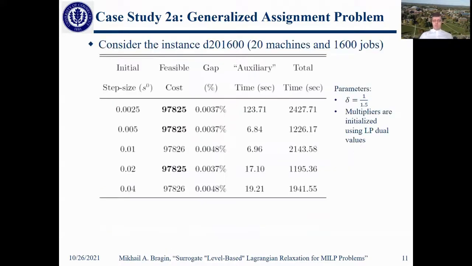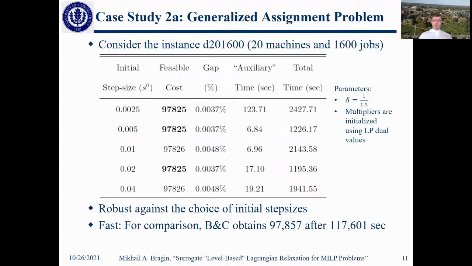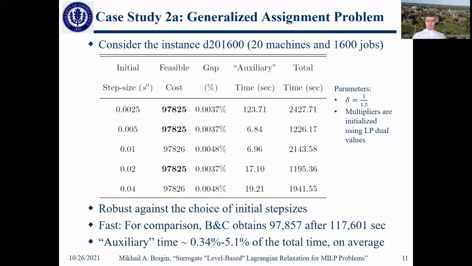For the case study 2, I consider larger instance with 20 machines and 1,600 jobs. What I have found out is that the method is robust against the choice of initial step sizes. The method is also fast. For comparison, standard branch and cut method, the same method that I use to solve subproblems, when it's used without decomposition, is slower by at least 2 orders of magnitude. And the feasible cost is not as good. For this problem, the auxiliary time is roughly 2.5% of the total time on average, which is not too much.